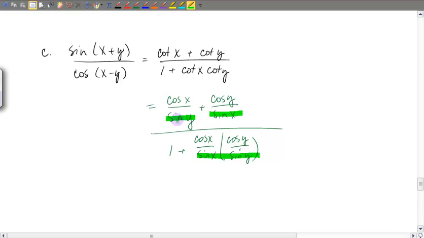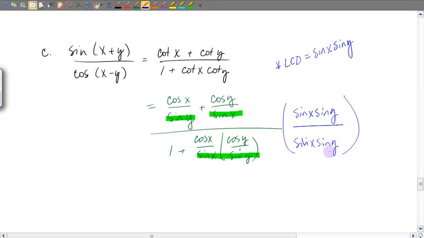Now, sine y, sine x, sine y. That's what we have right here. So my least common denominator of all 3 of these things is going to be sine x, sine y, because it's just a combination of it. So if I were to multiply the top by sine x, sine y, and the bottom by the same thing, then I'm technically multiplying by 1.